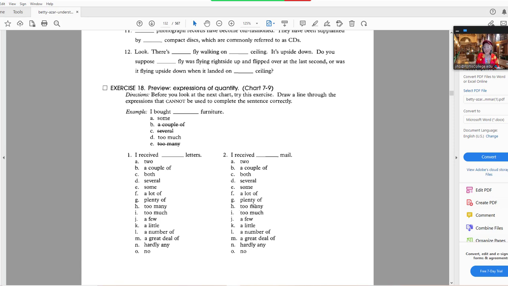I received plenty of mail. I received too many mail. Many implies 1, 2, 3, 4, 5. Therefore, that's not correct. Many is always used with count nouns.